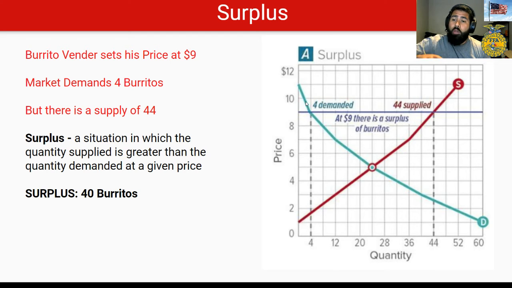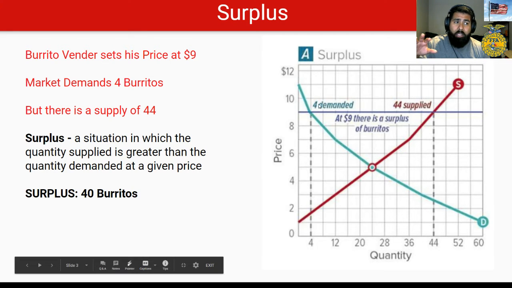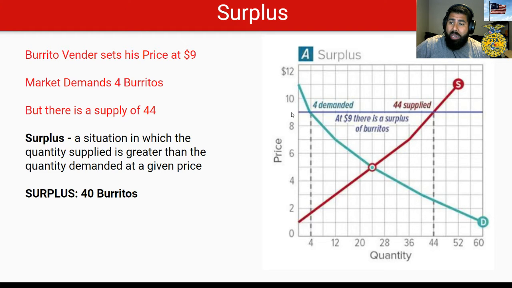But however, the people in demand, this entire market, right? They only demand 4 burritos at the spot. So you see right here at $9. So what you do, students, in this case, is you look at $9 on the curve, and you see right here at $9, the demand is only 4 burritos. Okay, and then you go across over here at $9, the supplier is supplying 44 burritos.